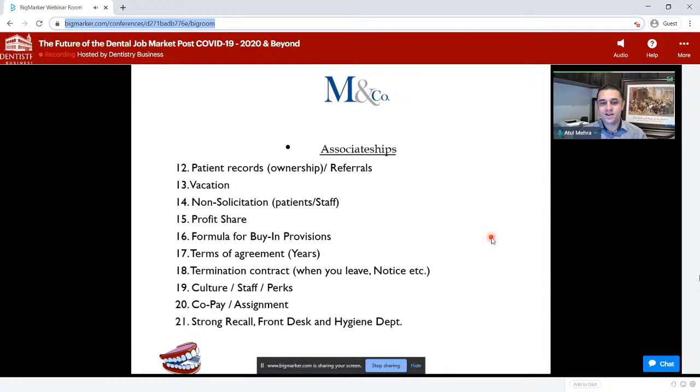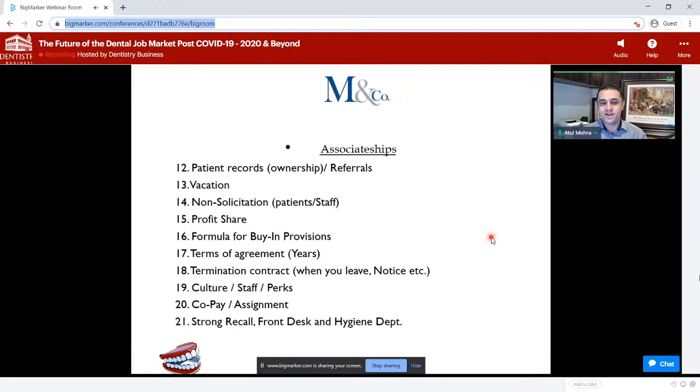What's the culture of the office? The staff. Check out the website and see if there are any perks in terms of possibly free dentistry for your family members, or social events and that kind of thing. Look at the structure of the office. What is their copay situation? Do they have assignment, non-assignment?